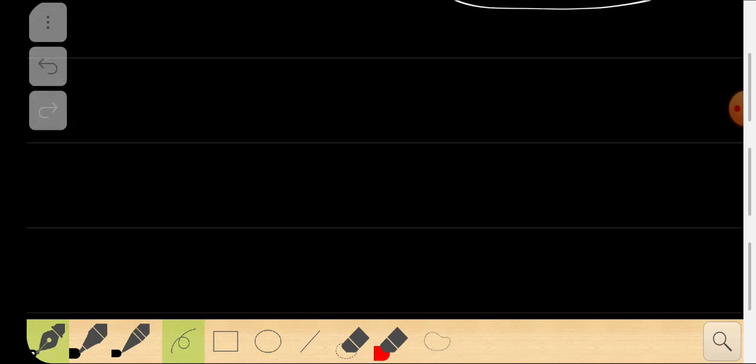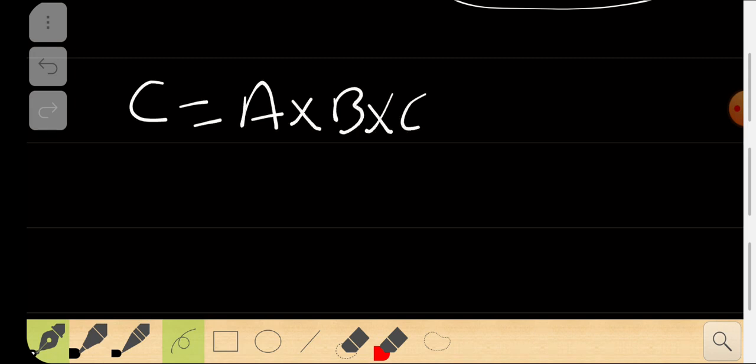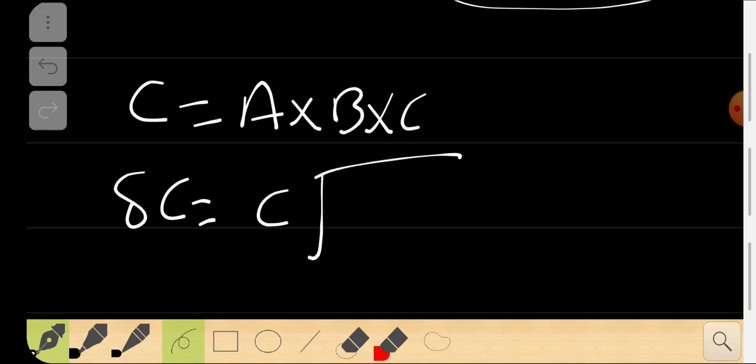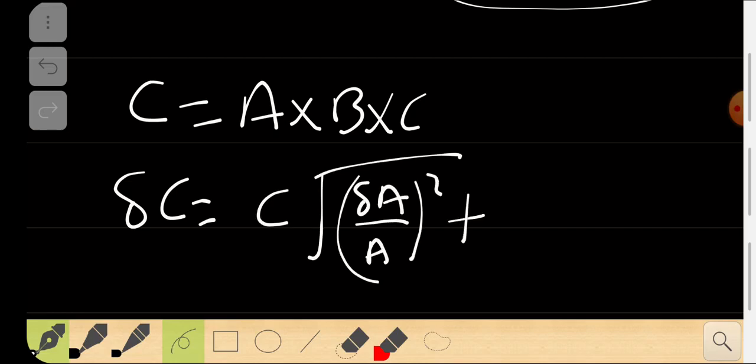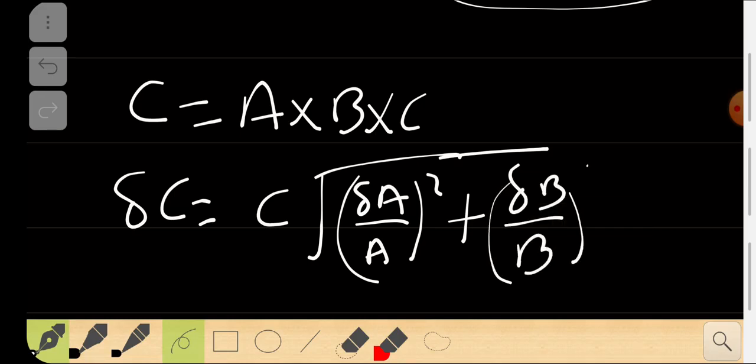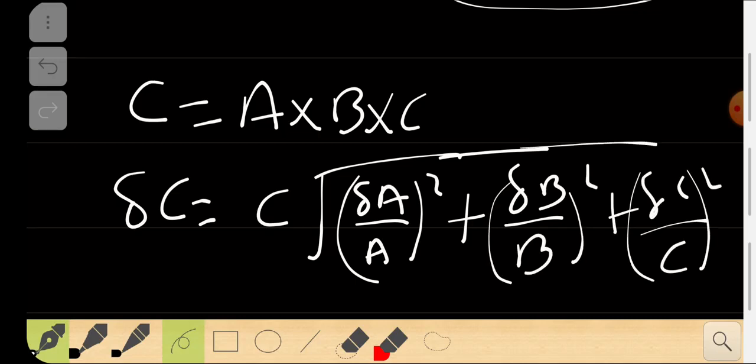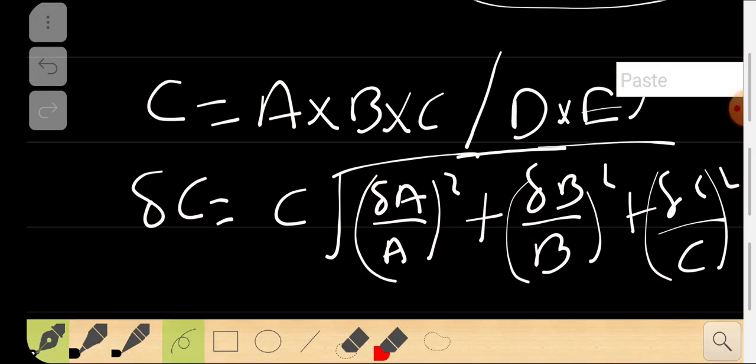Now if you have a third case, if you multiply something like a times b times c, the error delta c will be c times the square root of delta a by a the whole square plus delta b by b the whole square plus delta c by c the whole square. So that's how error propagates for multiplication. And you can also do this for division as well. You can say d times e times f, right?